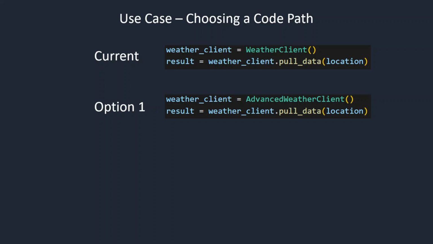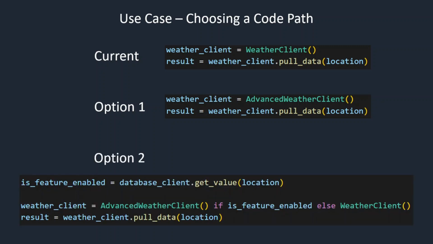So the first option would be to make this one code change, and then everything would start using the new advanced weather client. But if you want to do this with dynamic configurations, you again are going to use some data store, and then we'll ask it if it's enabled. Based on the value in the database, we'll choose whether we use the advanced weather client or the regular weather client. And I did something pretty clever here by passing in the location to the get value. This could be something like a zip code or a country code or city. And what this allows us to do is to turn on the advanced weather client per location.